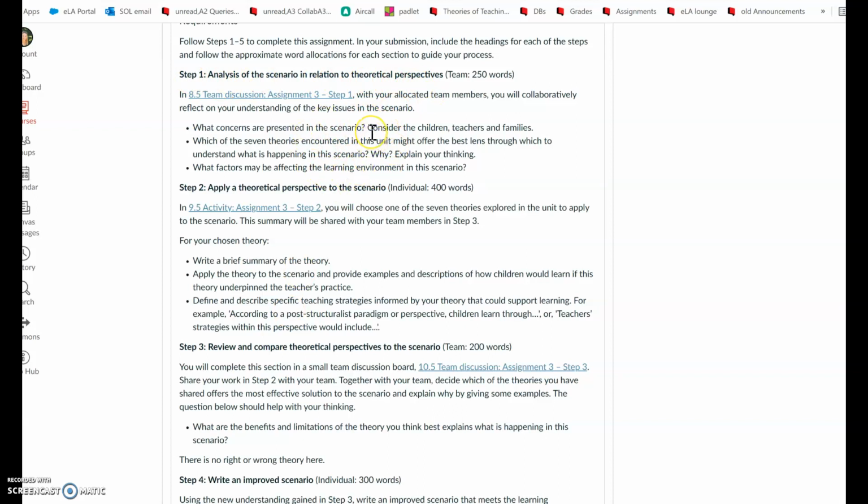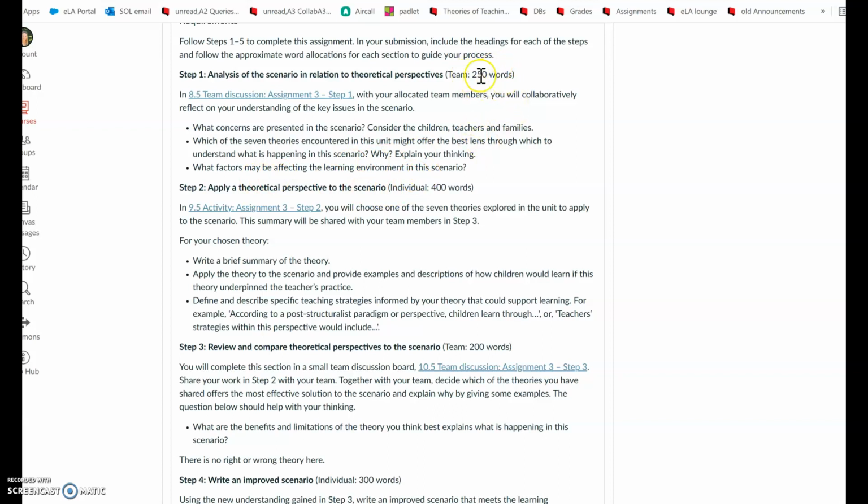So this will help you to address the elements that need to be included in each. In week 8, this is where you're working out what concerns are in the scenario. What are the issues here? We can see our stakeholders: children, teachers and families. What's affecting the learning environment here?